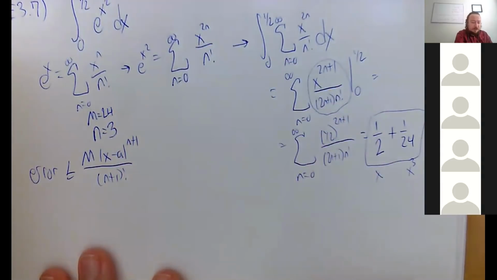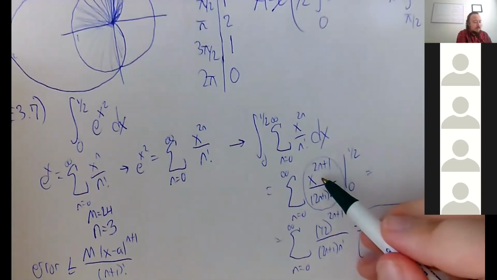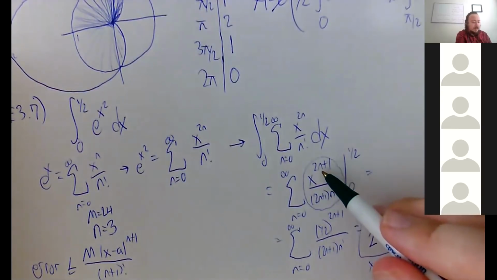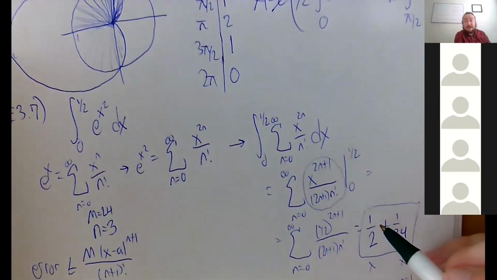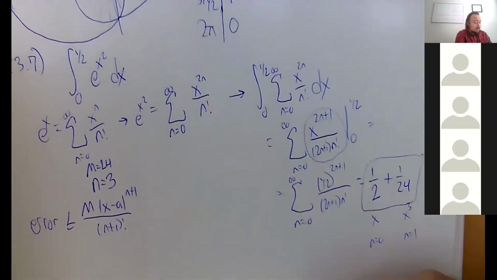Well, why is this a third degree approximation? Because technically, when I plugged in my 1/2 for my n equals 0 and n equals 1 term, notice that up here, if I put in n equals 1, I have an x cubed. So since the biggest power of x that I used for this was x cubed, that means it's a third degree approximation. All right.